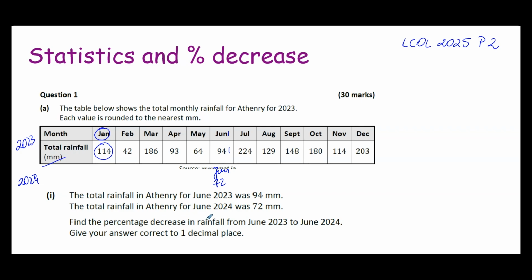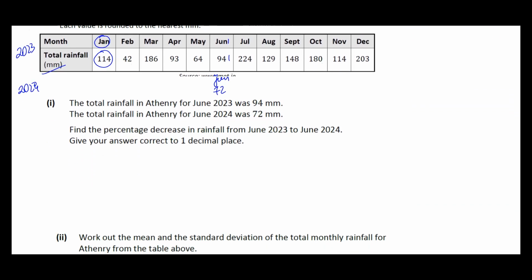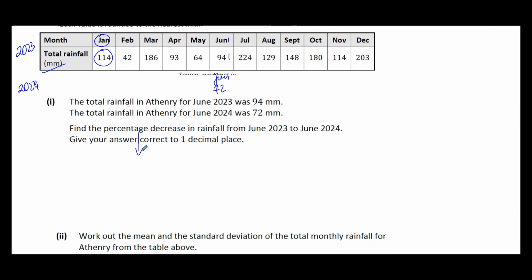Find the percentage decrease in rainfall from June 23 to June 24. Give your answer correct to one decimal place. Now, always when they are telling you to find out, calculate, work out percentage, what you think about is fraction. Specifically, when we are talking about percentage decrease or percentage increase, the idea will be the same. To put it in the simplest terms I can think of, it is about the new number and the old number. So we have the old minus the new divided by old.